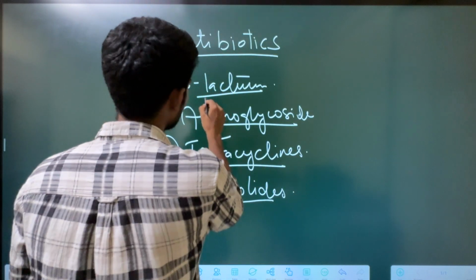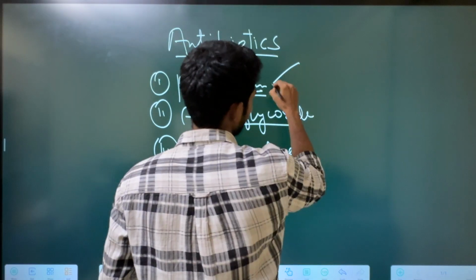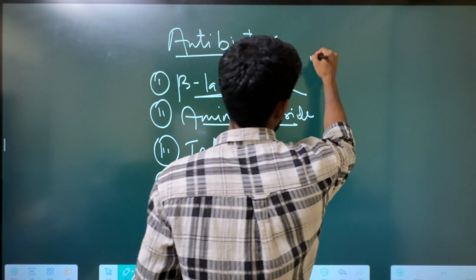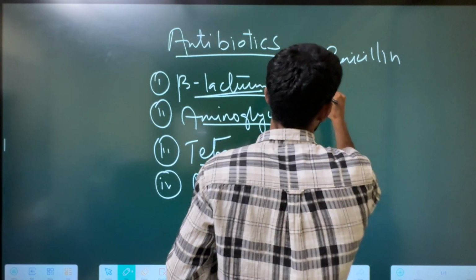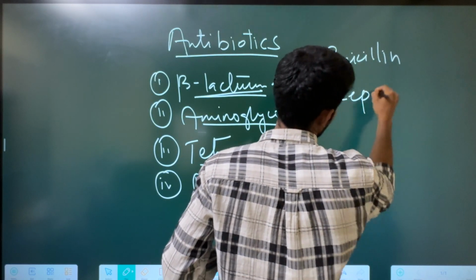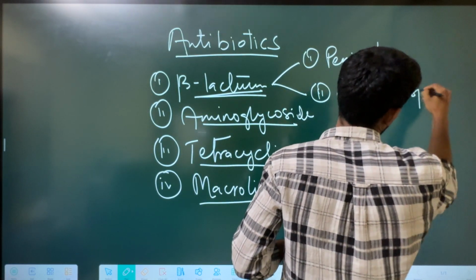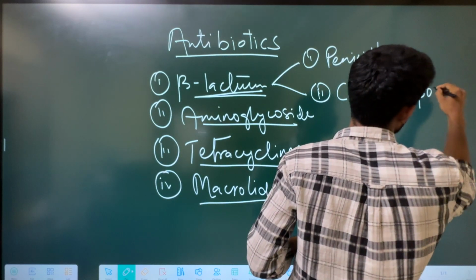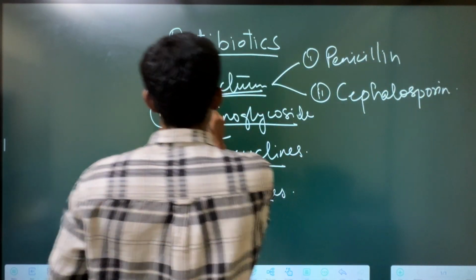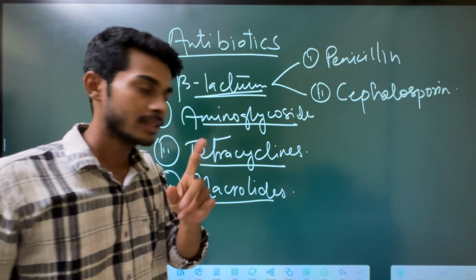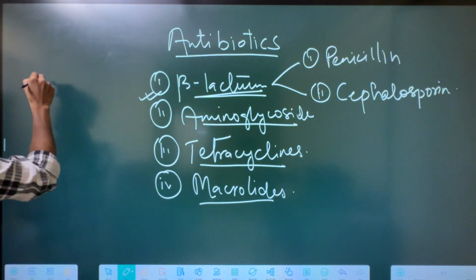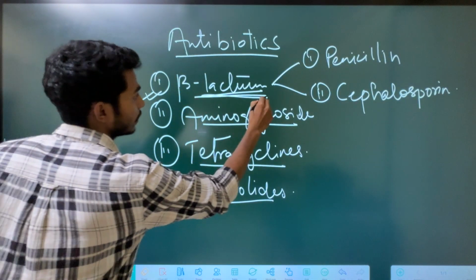For example, in the case of beta lactam antibiotics, you will see the beta lactam. Again, two antibiotics will be there. Number 1 is penicillin, second is cephalosporin. So both penicillin and cephalosporin are related with their generalized name, that is beta lactam. Why? Because see, what is lactam first of all?